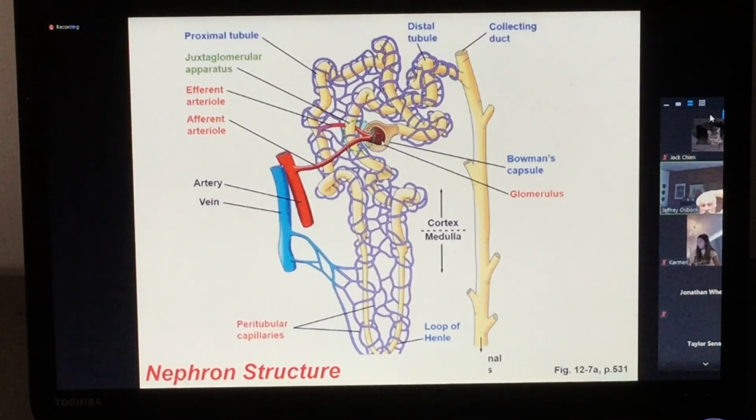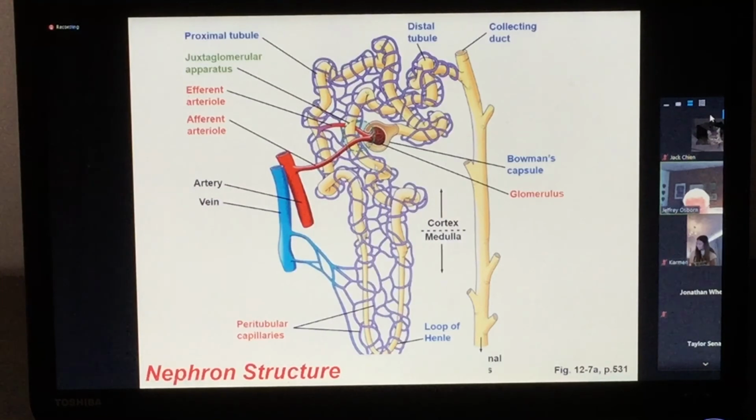The number of glomeruli and nephrons you're born with is what you have for life. We don't regenerate new glomeruli, we don't regenerate new nephrons. So at the end of embryogenesis, at the end of nephrogenesis, you have the number of glomeruli that you're going to have, you have the number of nephrons that exist for life.